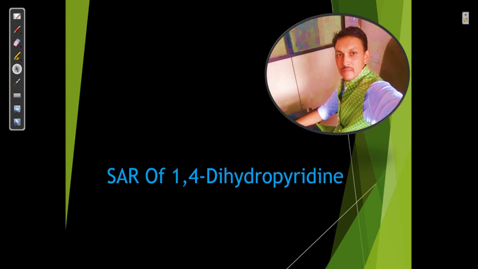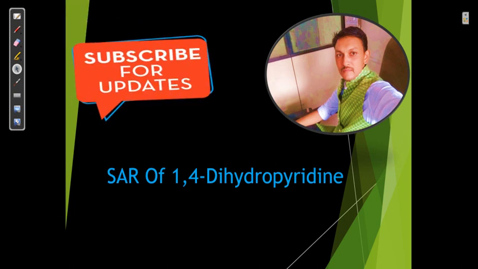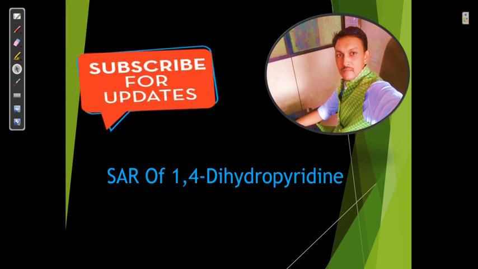Dear student, let us try to learn about SAR of 1,4-dihydropyridine derivative. So today we are going to discuss the SAR of some chemical moiety. Before going to study the SAR, we must remember all possible structures of 1,4-dihydropyridine. Then it is going to be very easy to understand the SAR of this structure.